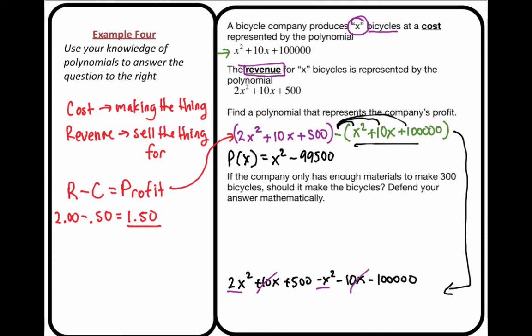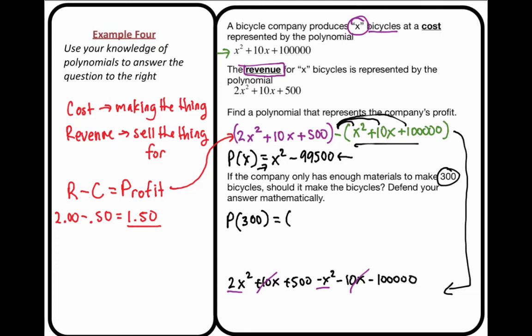So that basically means that there's my profit, okay? It looks like I have to sell quite a few bikes, because if I'm understanding this, this x, when I square it, has to be greater than this part right here, 99,500, because I'm going to subtract that amount in order to make a good profit, okay? So let's take that profit function and put it to the test. It's saying that if the company has only enough materials to make 300 bikes, should it make them? And so, rather than just saying yes it should or no, let's go ahead and take a look.